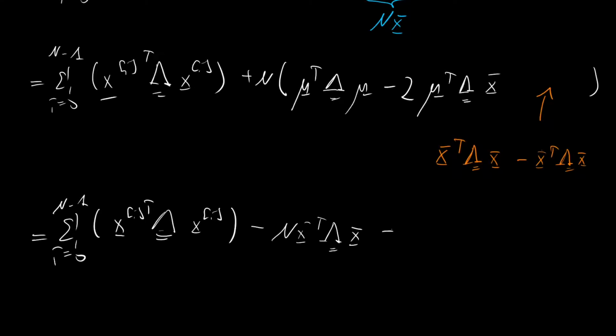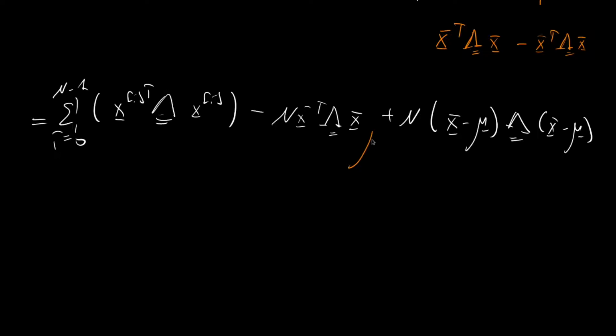And here we have plus N times, and now in brackets we have the quadratic form, which is x bar minus mu vector, then the lambda matrix of x bar minus mu vector. And then let's add another artificial 0 here, and this will be plus N x bar transpose lambda matrix x bar minus N times x bar vector transpose lambda x bar vector. We have 2 times this term and then 1 times this term.